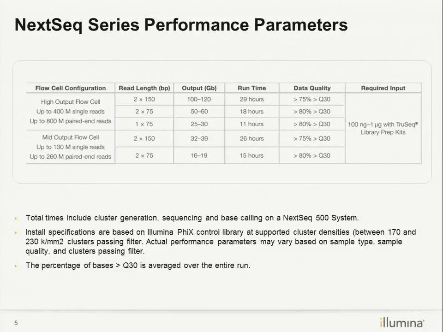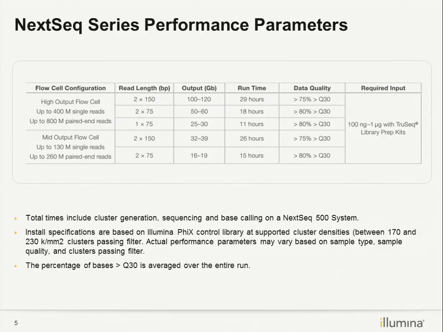We use the Q30, which means that, say for this one, we guarantee over 70% of bases are more than Q30. Q30 is a quality metric describing the probability of calling one base wrong out of 1,000 base pairs, which means you're talking about 99.9% accuracy. So we guarantee over 70% of bases with accuracy of 99.9% for a 2 times 150 base run.